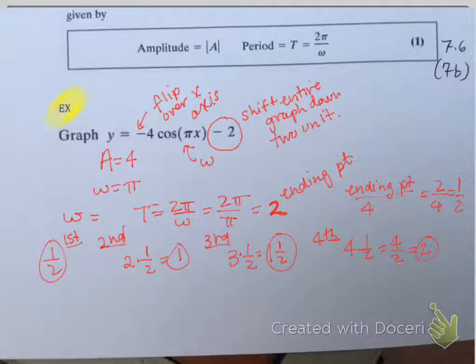So once again, what are my first points? 1/2. Then I'm going to use 1, 1.5, and then finally 2. Those are going to replace my parent function key values. The amplitude, once again, is 4. So let's see this in action, and then I will deal with the flip and shifting the entire graph down 2 units.